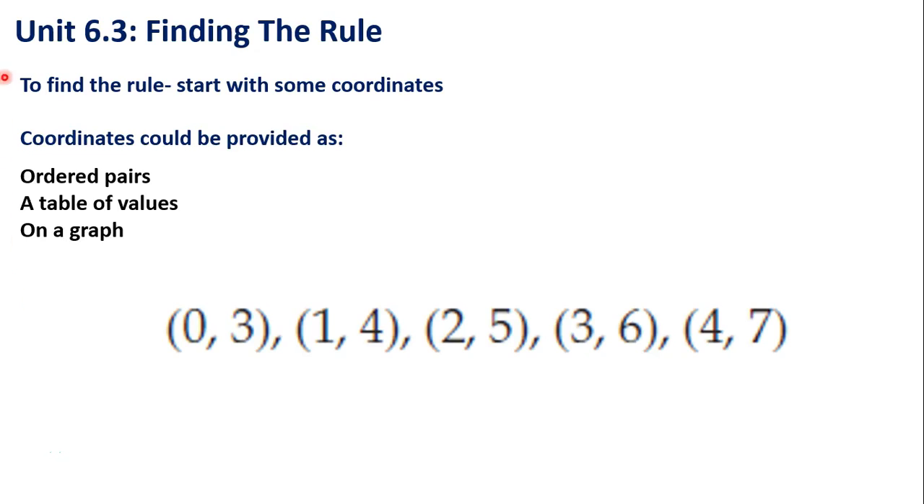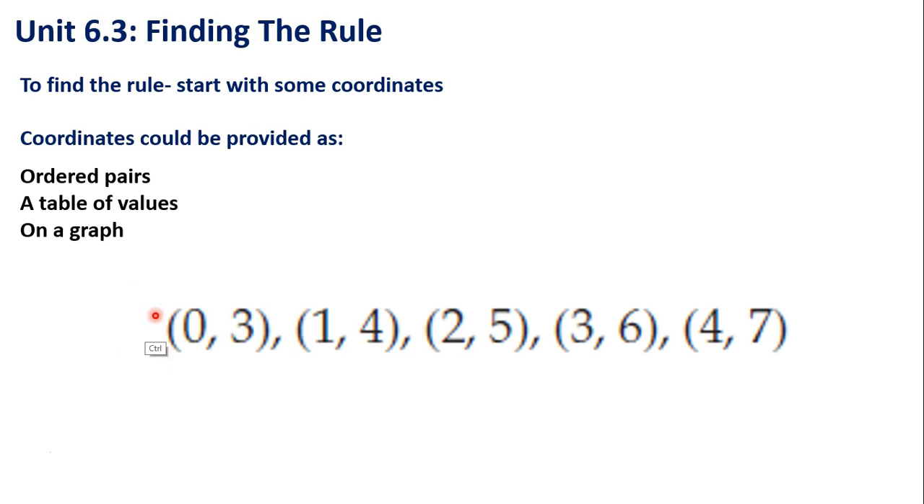In the last video, we were looking at finding the rule using a table of values. So in this video, we'll look at how to find the rule when the coordinates are provided in different ways, both as ordered pairs or from a linear graph. So firstly, let's look at some ordered pairs.